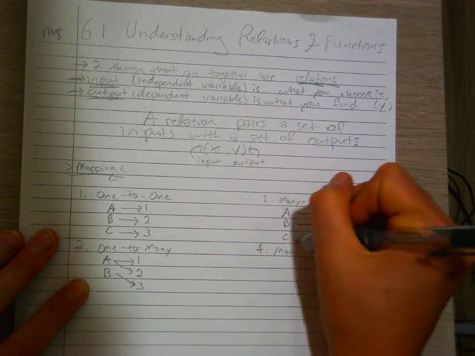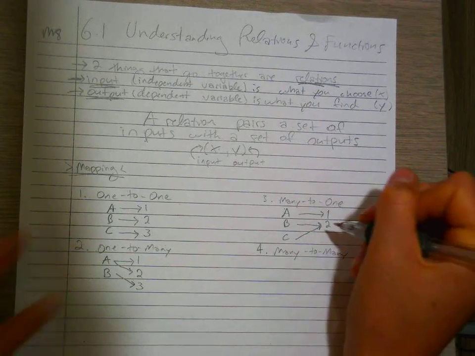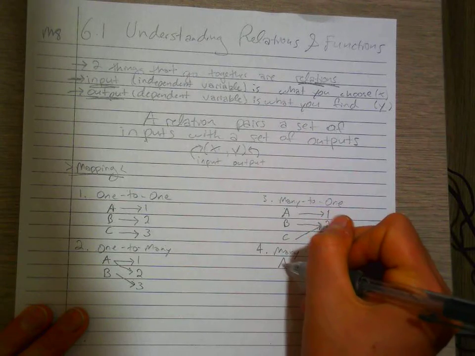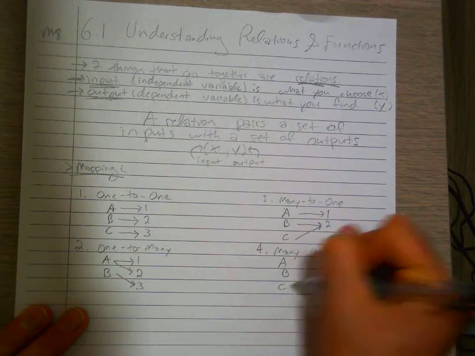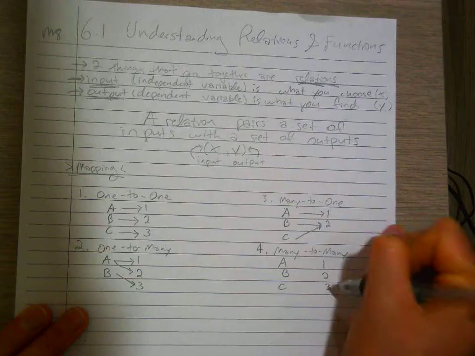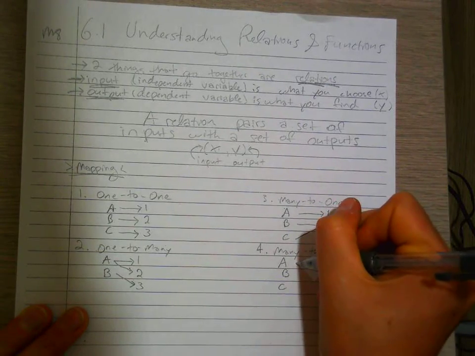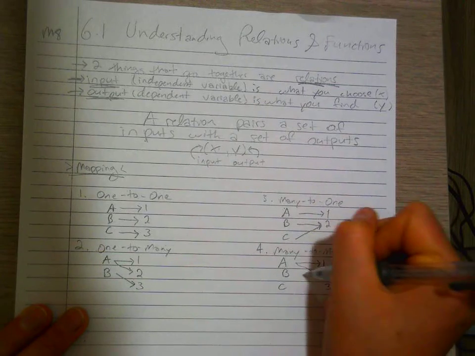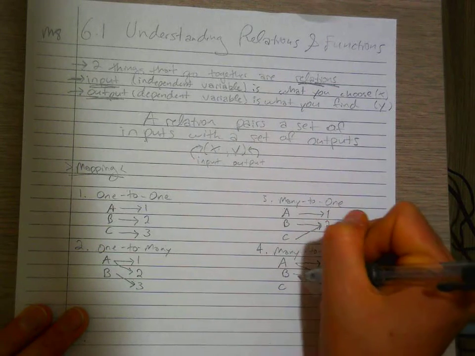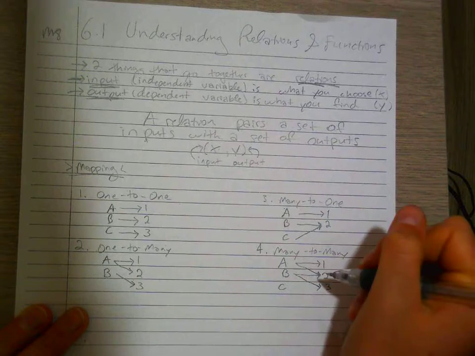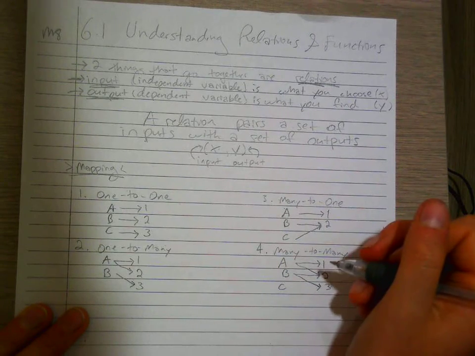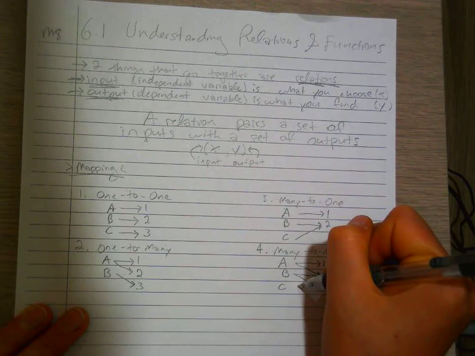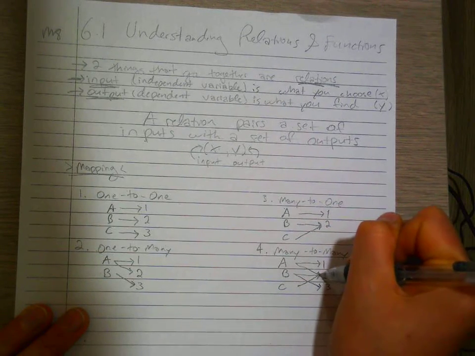And then in many to many, if we have A, B, and C, 1, 2, and 3, well, A might pair to 1 and 2. B might also pair to 2 and pair with 3. And then maybe C pairs with 2. So you can see that there are many here and many there. They both are popular, so to say.